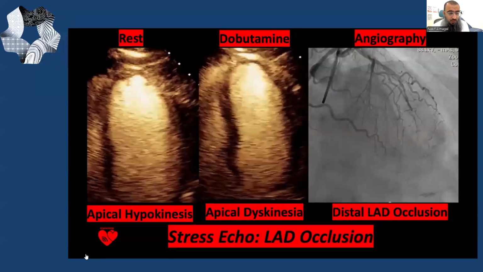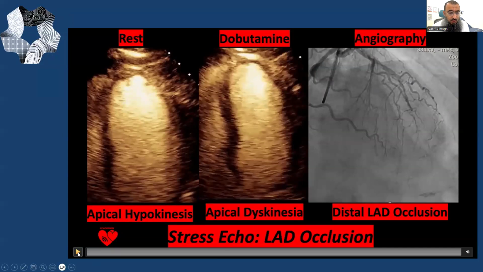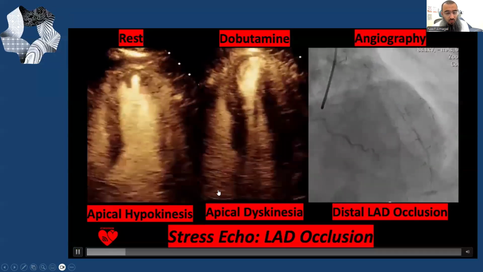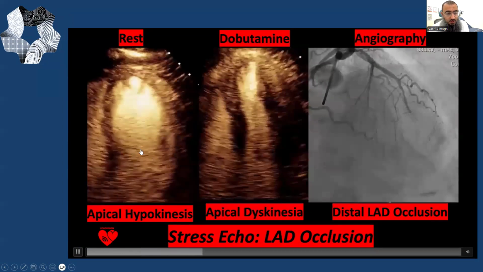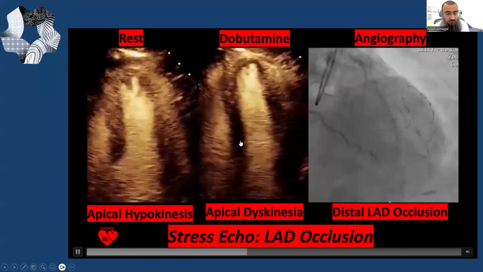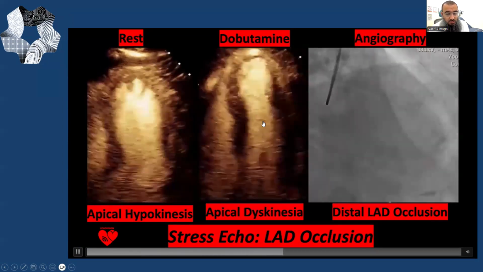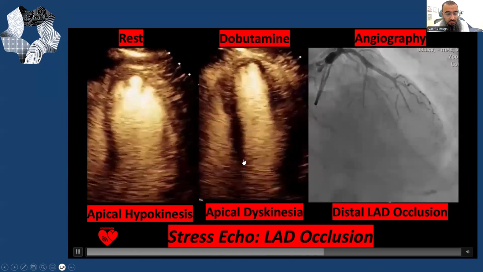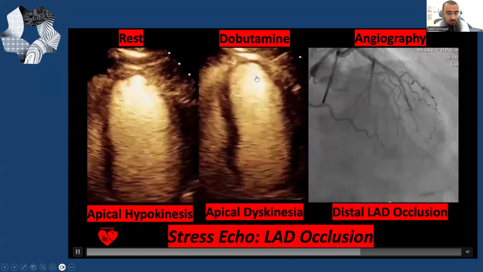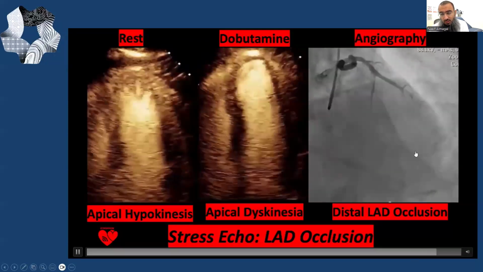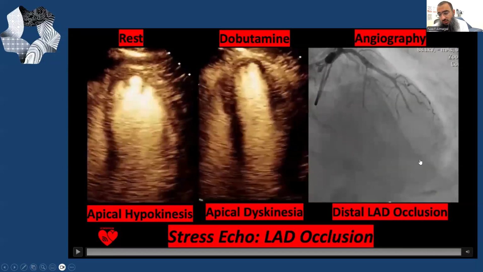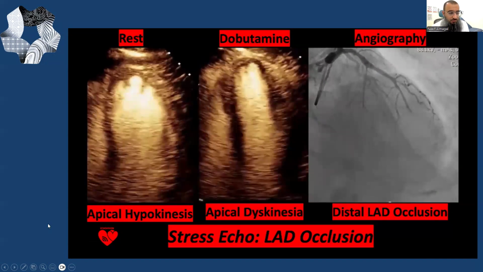This is one of the examples for the dobutamine stress test confirmed with the angiogram. We use the contrast to delineate the LV cavity, and as you see, the apex here is a little bit hypokinetic or dyskinetic, and this could indicate what we are seeing here in the angio with distal LAD occlusion.